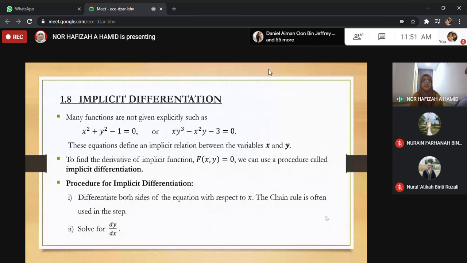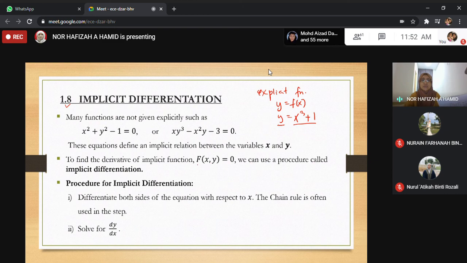So ini yang last part, implicit differentiation. Before this, kalau kita tengok example sebelum ni, start from 1.3 until 1.7 semua involve explicit function. Explicit function bila y equal to f(x). Contoh you ada y equal to x cube plus 1. So ada satu sini y, satu lagi you ada x. Tapi for 1.8 ni dia akan involve yang implicit.